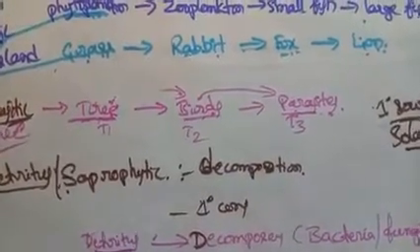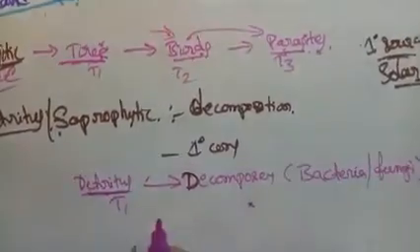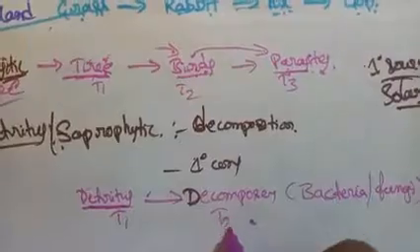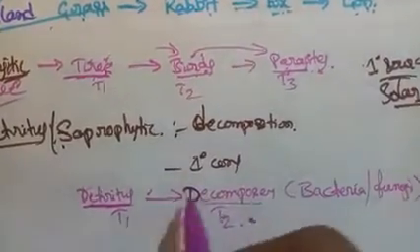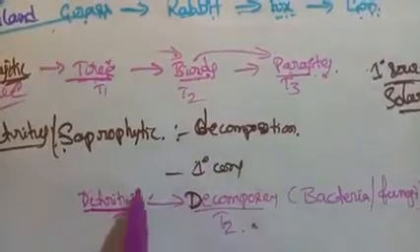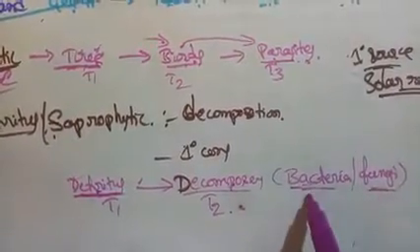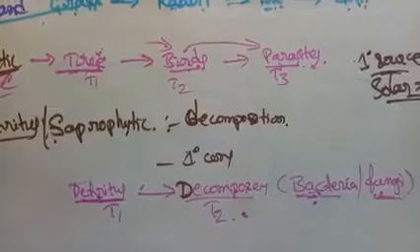So T1 is the detritus, that is organic matter separated from the host body, or the dead and decaying part. Here T2 is the decomposers, which are in the process of decomposition. They break down the complex into simple organic compounds, the organisms called decomposers like bacteria and fungi.